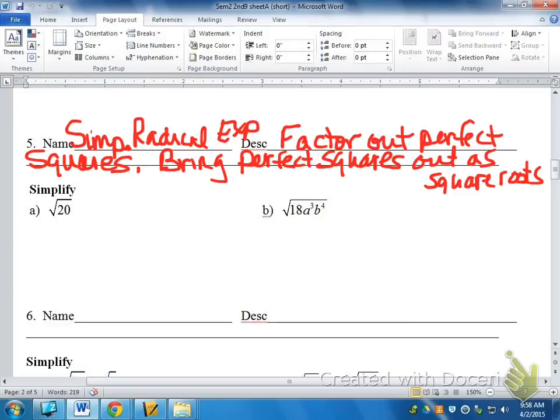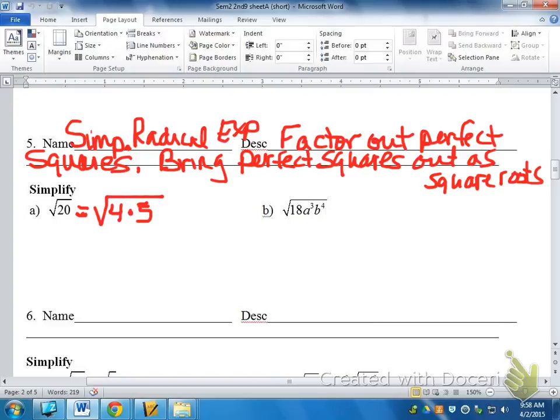Okay, so you're going to look inside that radical sign and you're going to factor it down so that there's perfect squares in there. You're going to bring the perfect squares out in front of the radical sign as its square root. So let's look at radical 20. Think of the largest perfect square, and that's kind of the key. It's got to be the largest one. It just can't be any. The largest perfect square that's a factor of 20. What is it? 4. So this would break down to 4 times 5.